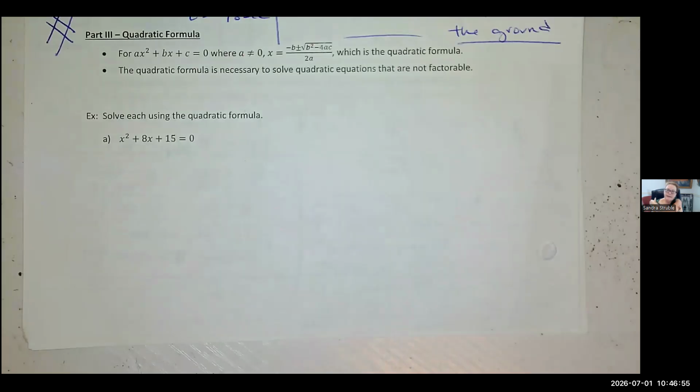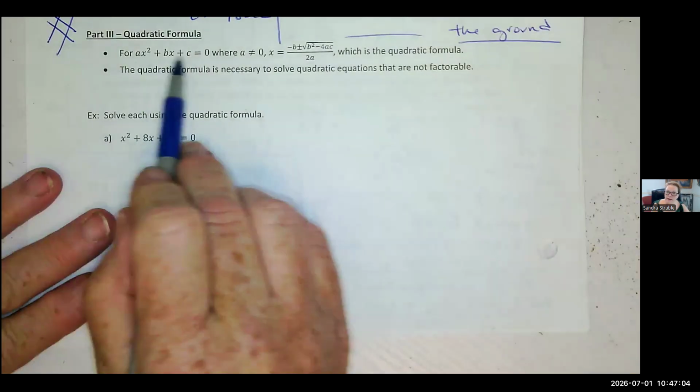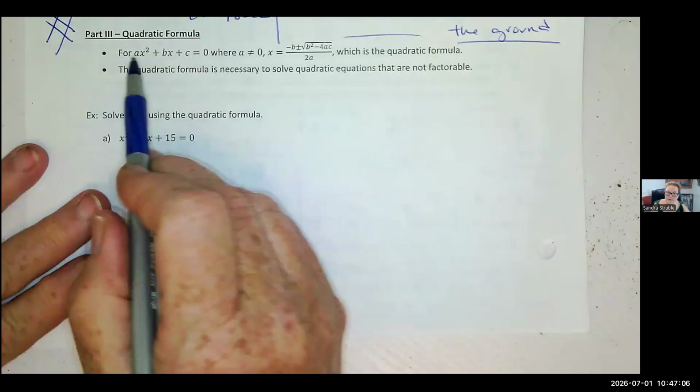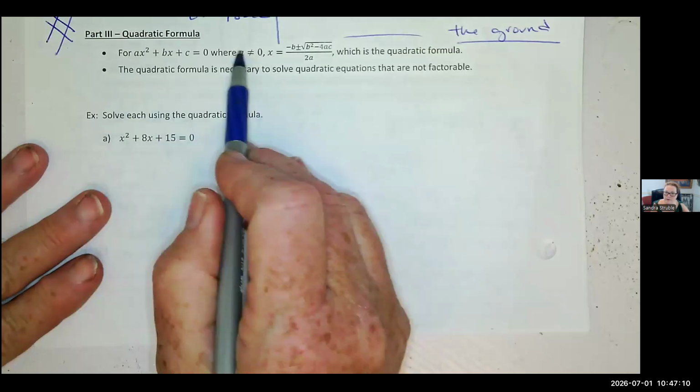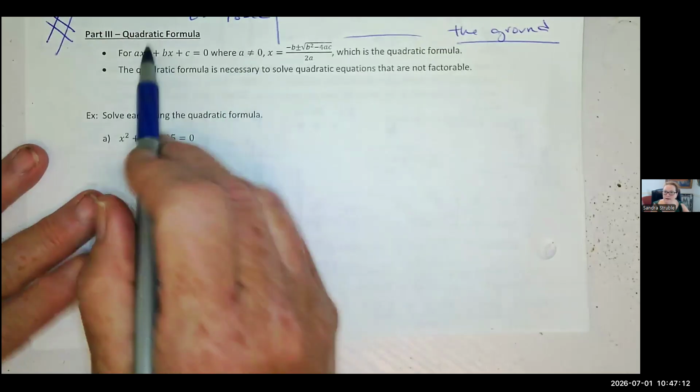So let's get started. You already know that ax squared plus bx plus c equals 0. This is an equation where it's a quadratic because of the x squared. So therefore, a can't be 0. Otherwise, you wouldn't have the x squared. You would just have a line.